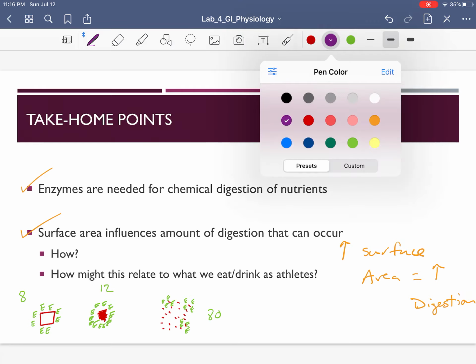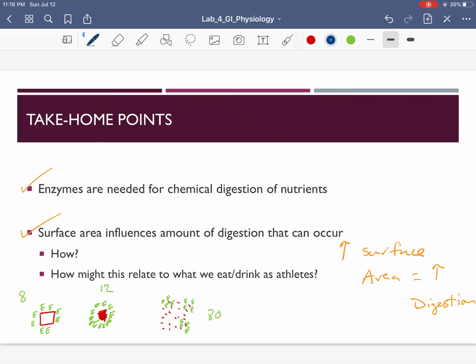How might this influence us as athletes? Well, that means that we need to think about what we're eating. If I want to fuel for activity, but I don't need it right away, maybe I'll have a Clif Bar. A Clif Bar is a solid, isn't it? It's like a solid block. So if it's an hour before my Ironman starts, or maybe even half an hour before the Ironman starts, I did eat a Clif Bar, because I will use that energy, but I don't need it immediately. So I don't need to have the quickest digestion.